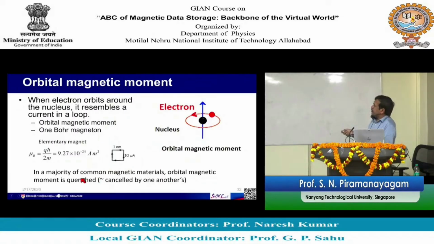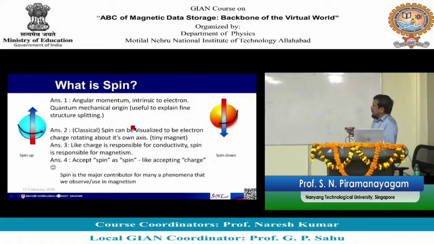People use the word quenched. In quantum mechanics we use this term quenched. Basically, that means the orbital magnetic moment contribution is 0, negligible. So, we do not consider this further. Most of the contribution to the magnetism is coming from the spin of the electrons.